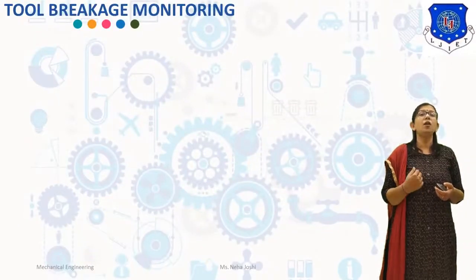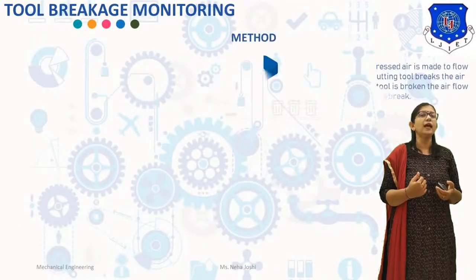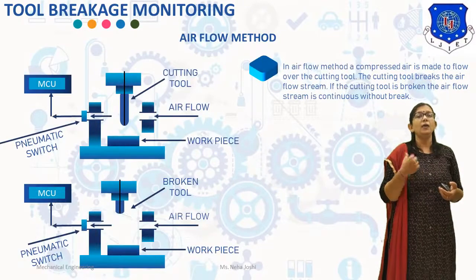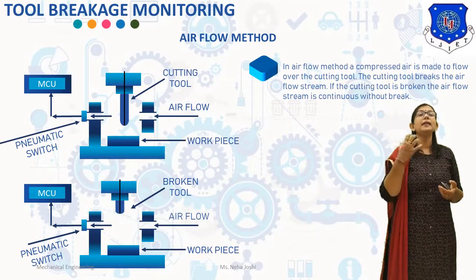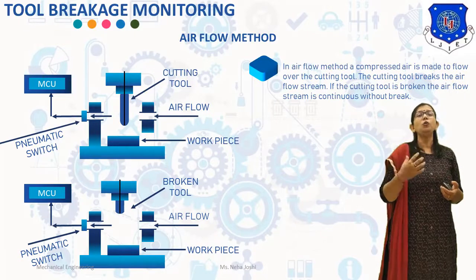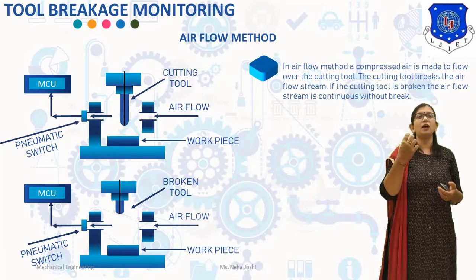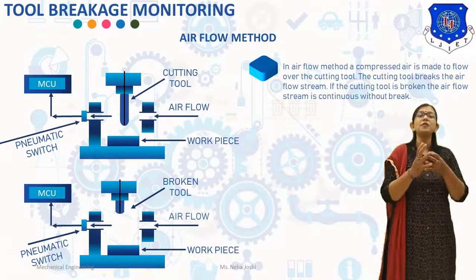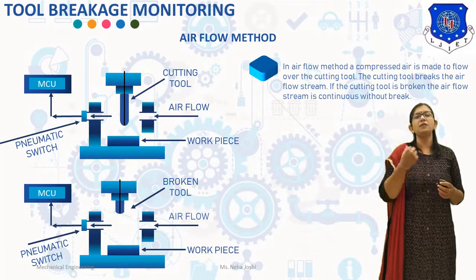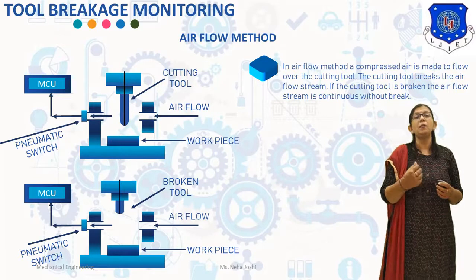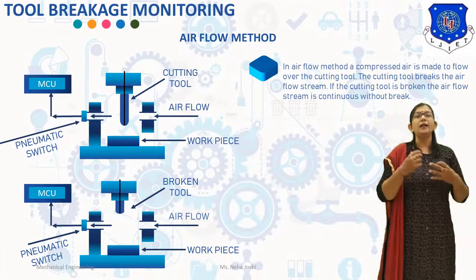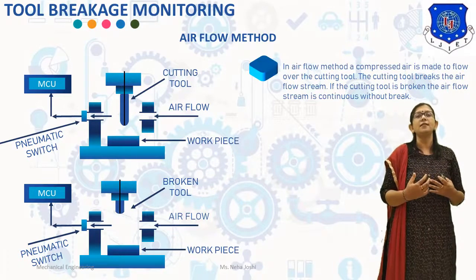The last method of tool breakage monitoring is the airflow method. Now as you can see in this diagram, in the airflow method, compressed air is made to flow over the cutting tool. The cutting tool breaks the airflow stream. If the cutting tool is broken, the airflow stream is continuous without the break. The pressure of the continuous airflow stream is detected by a pneumatic switch, which communicates the signal of the tool breakage to the machine control unit, and the machine control unit then initiates the necessary action.